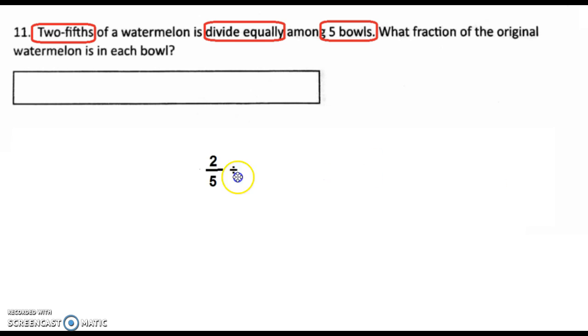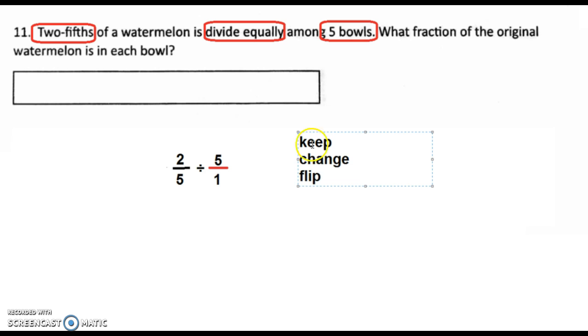So we're just going to do this. 2/5 divided by 5, right? We're just going right back to keep, change, flip. So 5 becomes over 1, right? That's how we turn this into a fraction, a whole number. And then we just have to figure it out. Now we're going to keep, change, flip. I feel like I'm saying this every question so far.